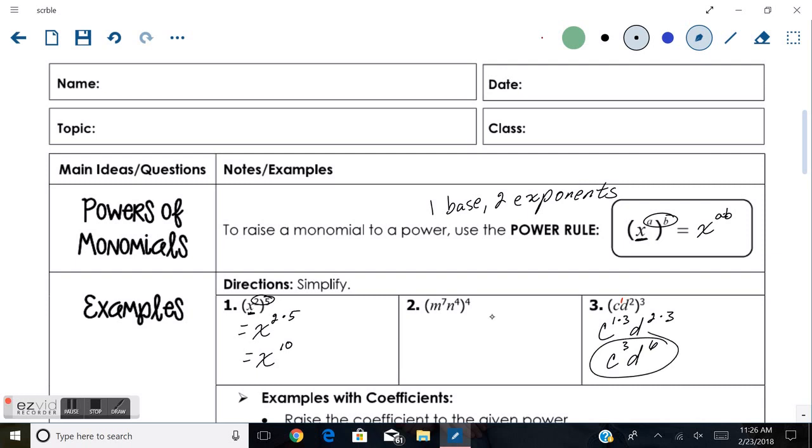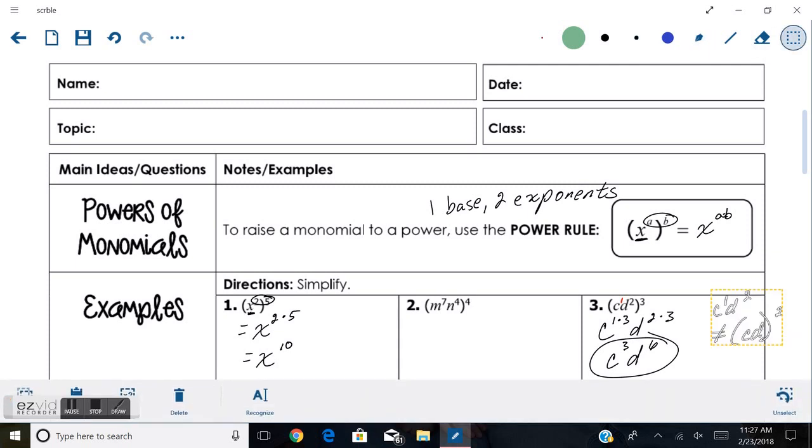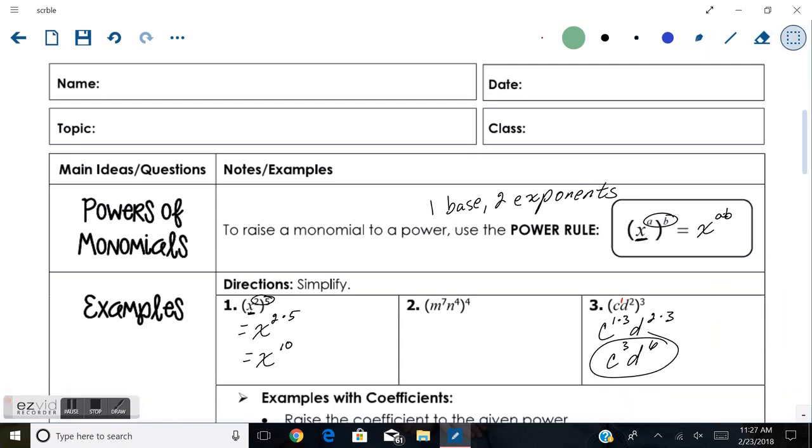So be very careful that when you see c d squared, that is not the same as c d squared in parentheses. C is not taken to the second power. C is to the first power. So just to give you that picture, be wary of that. Let's have you try number 2.